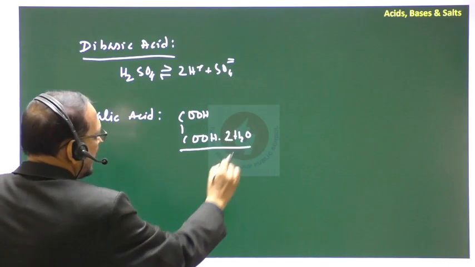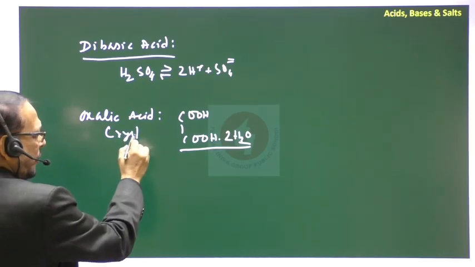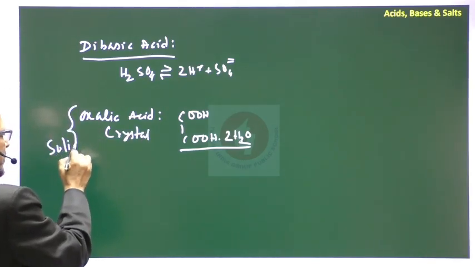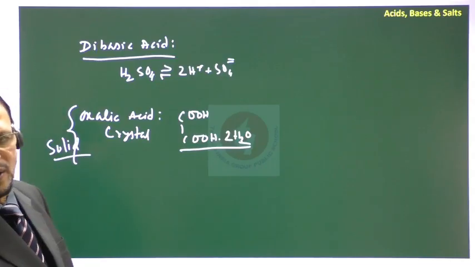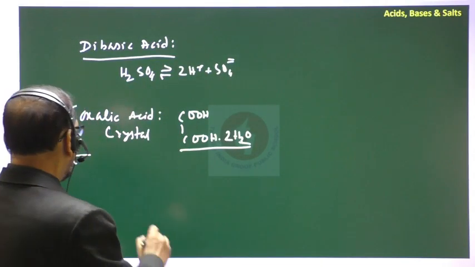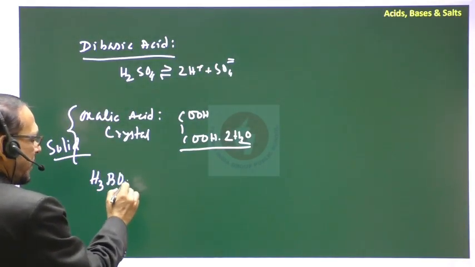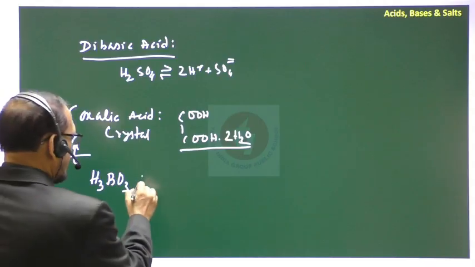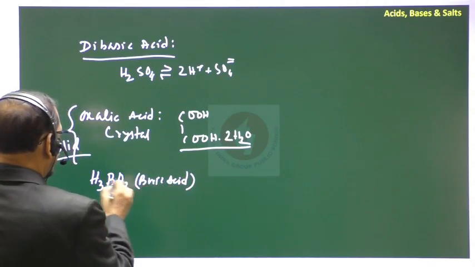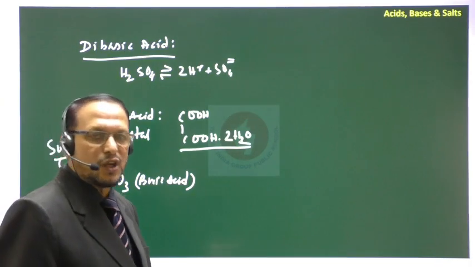But when it contains two water molecules, the oxalic acid crystal is still a solid. There are some solid acids. Acids can be solid or liquid. There is boric acid, H3BO3, that is a solid acid, used for eye purposes. Oxalic acid, used as an ink eraser, is also a solid acid.